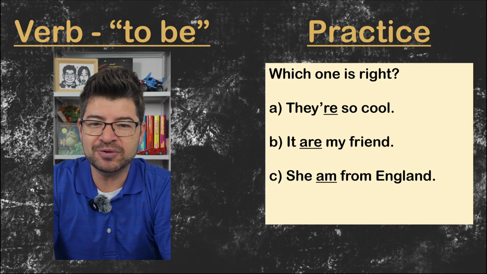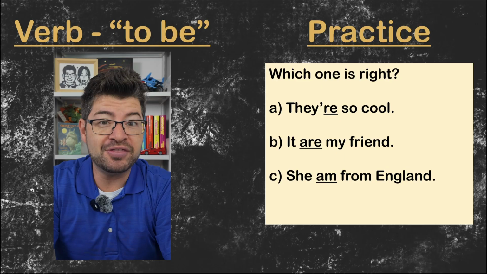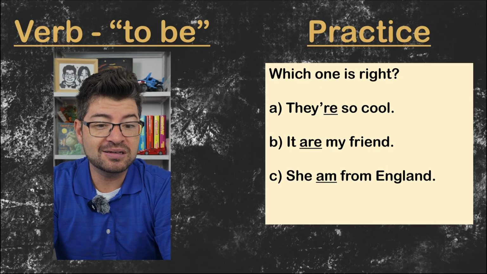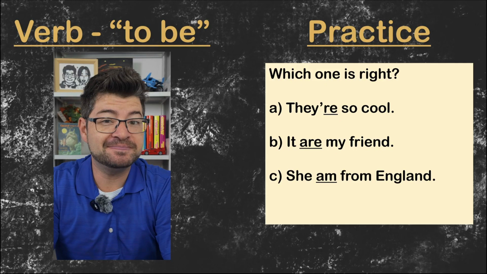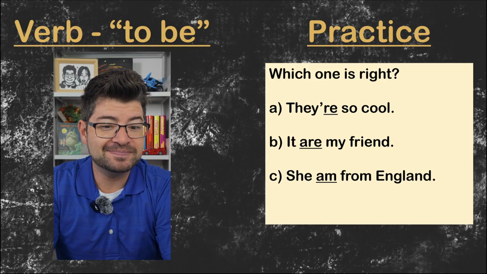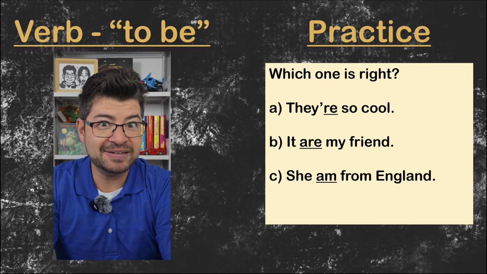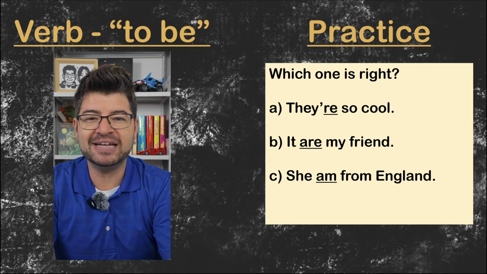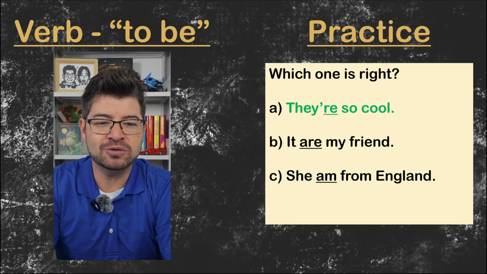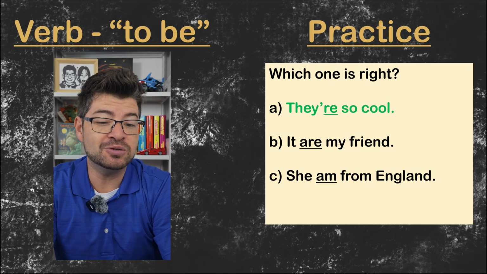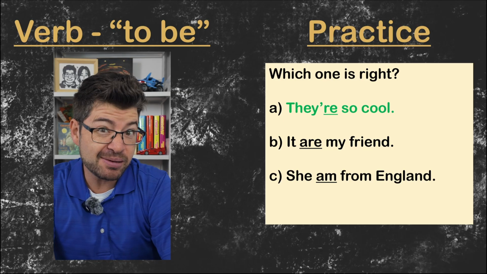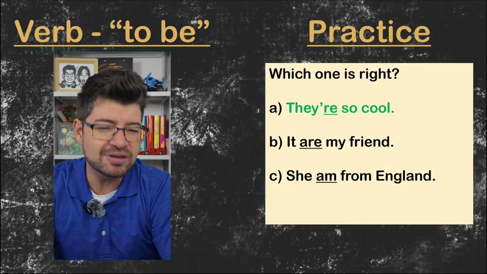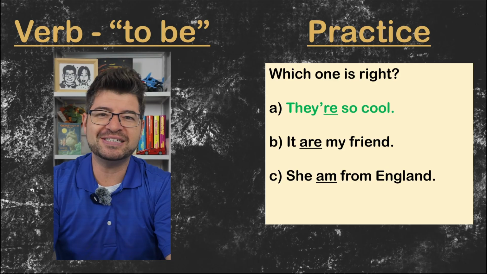Okay, let's try another one. Which one is right? They're so cool. It are my friend. She am from England. Which one is right? Hmm. You got it? Yeah, of course you do. The right answer is they're so cool. They are so cool. It are my friend? No, no, no. She am from England? I don't think so. They're so cool is the correct answer.